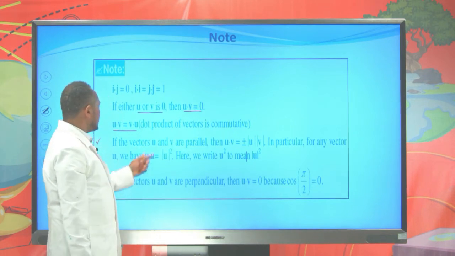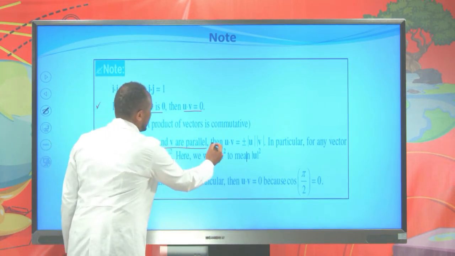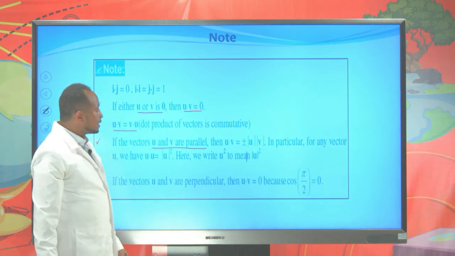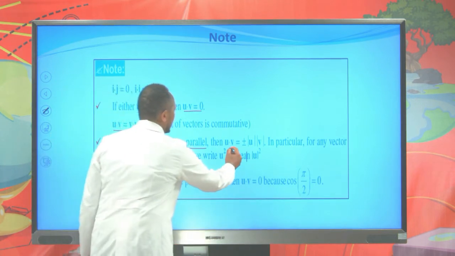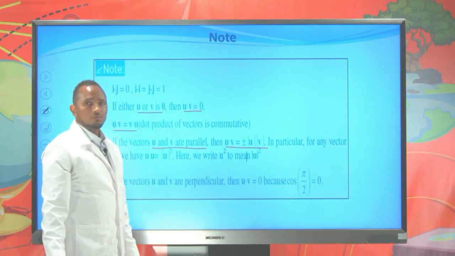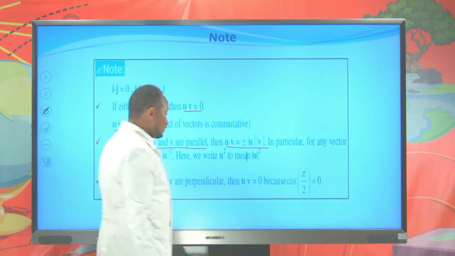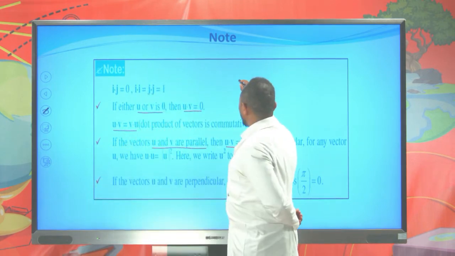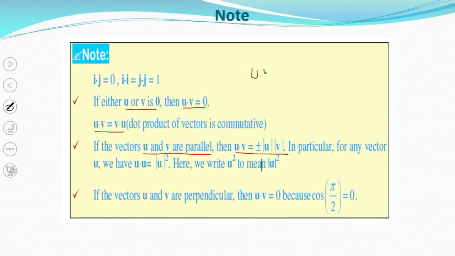And if the vectors u and v are parallel, then their dot product will be either positive or negative magnitude of u times magnitude of v. Let's see this one. If two vectors are parallel, their dot product u dot v is equal to magnitude of u times magnitude of v cosine of theta. Parallel means the angle between them will be either 0 or 180 degrees.